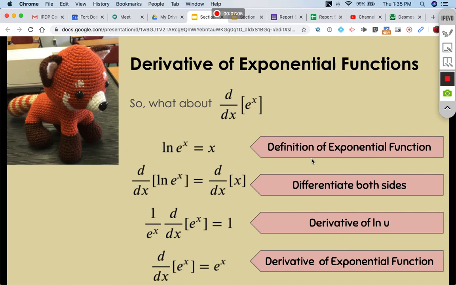Isn't that cool? If you look at the function y equals e to the x, at any point, the slope of the tangent line of that function is the value of the function at that point. Is that not awesome?